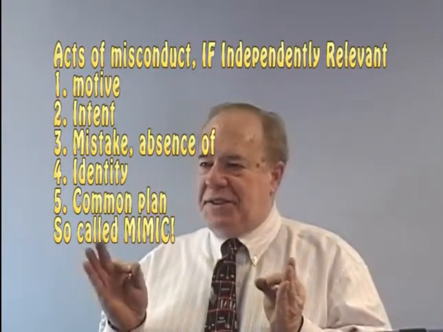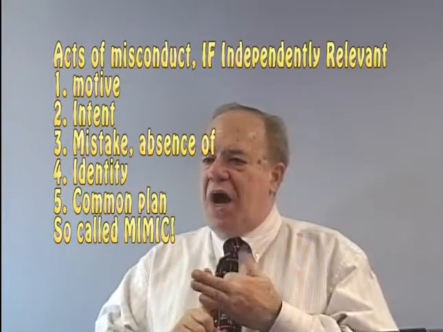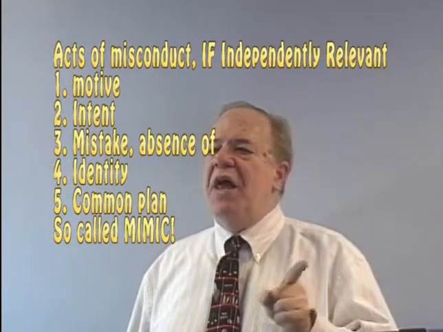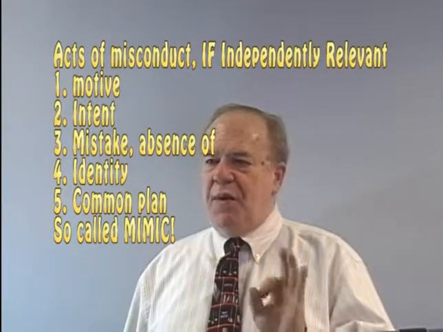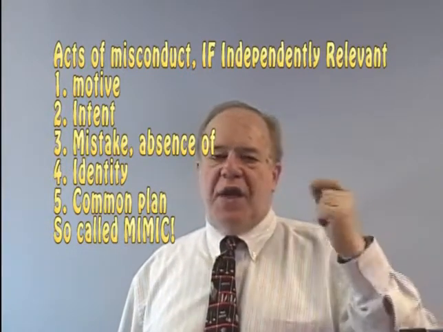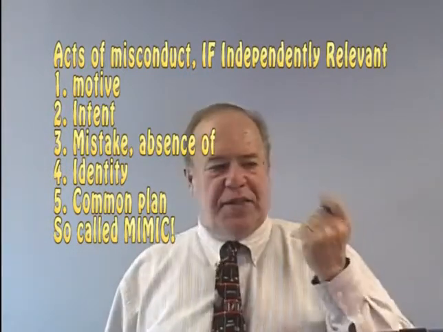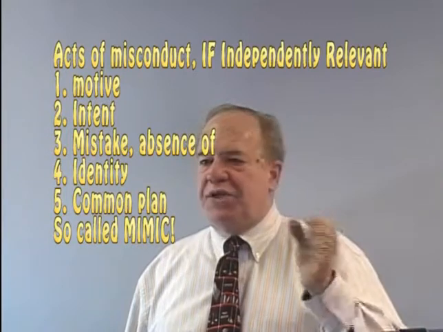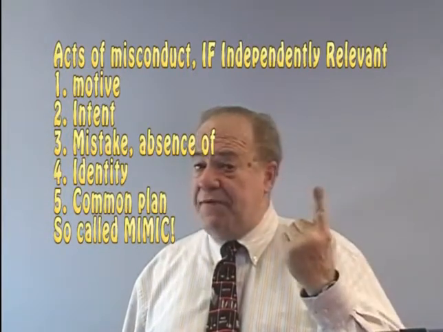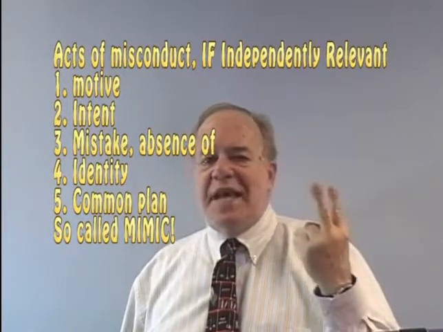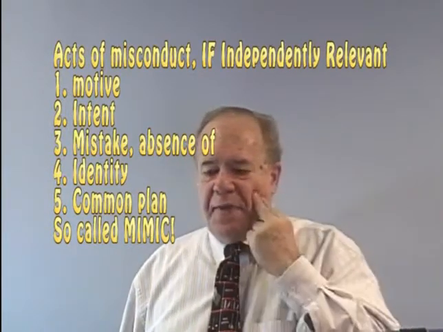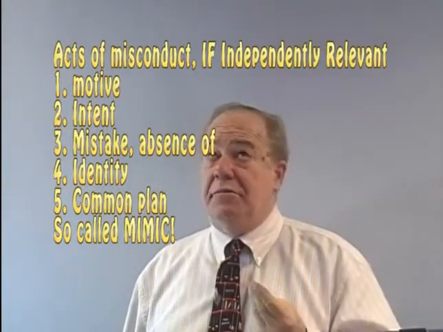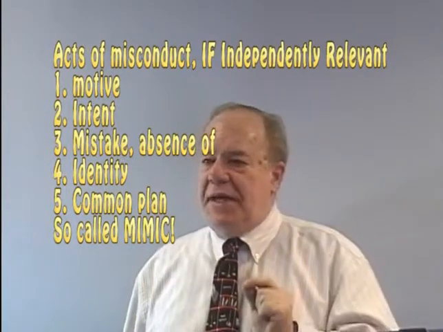unless, big unless, the other crime or the other bad act helps to prove a fact of independent relevance to the case. What do I mean by independent relevance? We're not offering the other crime just to show that the defendant has a bad character, is inclined toward violence. We're offering the other acts to prove that the defendant had a motive, MIMIC. That the defendant had intent, MIMIC. That the defendant didn't make a mistake, that he knew what was going on, MIMIC, absence of mistake. I forget what that one is, identity.